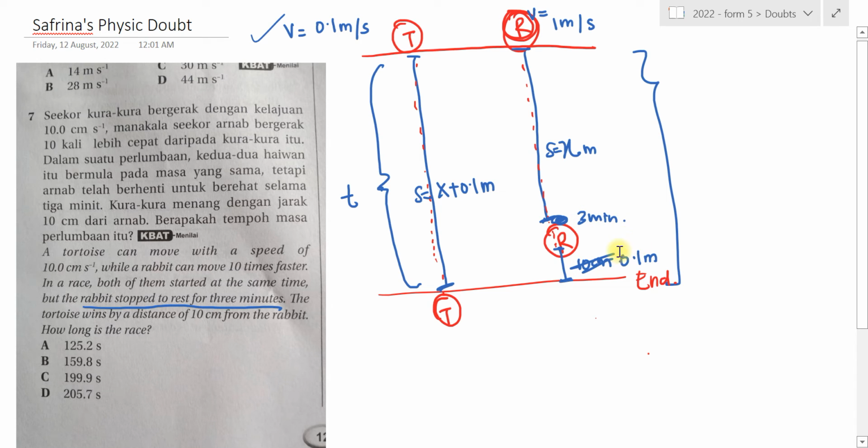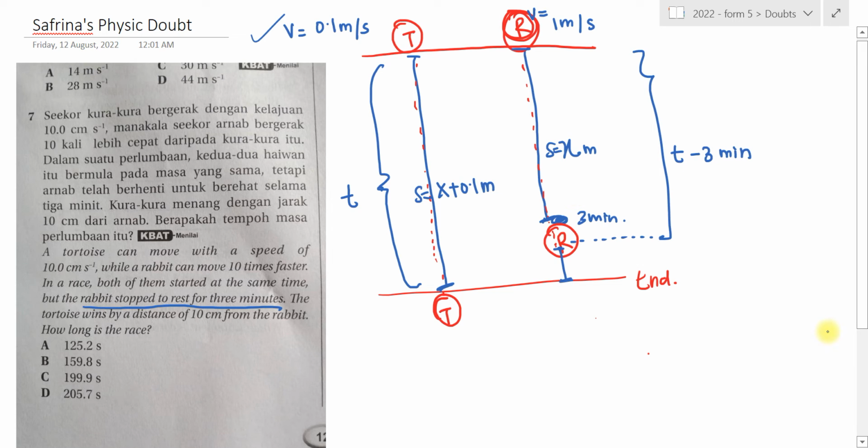That means the time the rabbit took up to here should be t minus 3 minutes. Do you all agree? Because it's not reaching the final line yet, so it is only up to the resting point. If the total time for the tortoise to finish the race is t, the rabbit should be t minus the 3 minutes, because it's 3 minutes away from the tortoise.